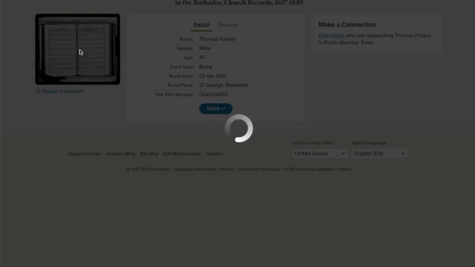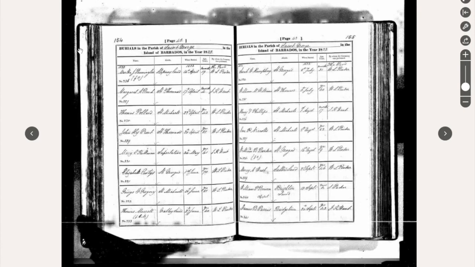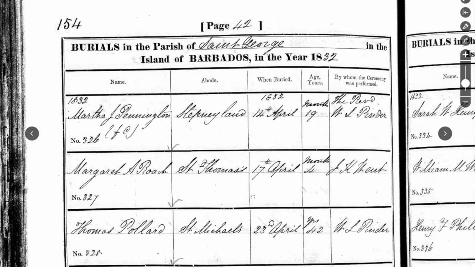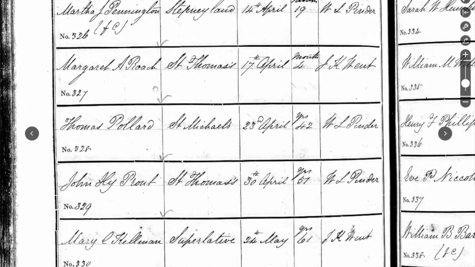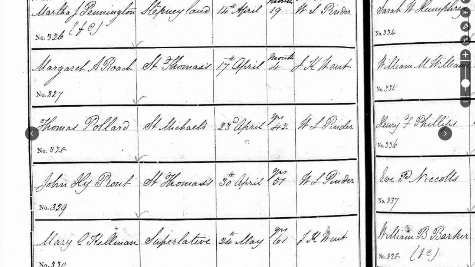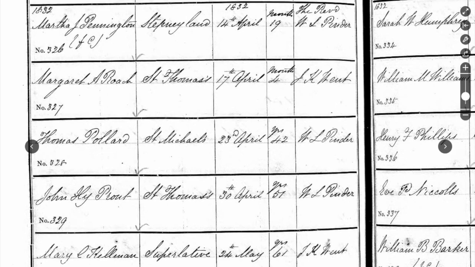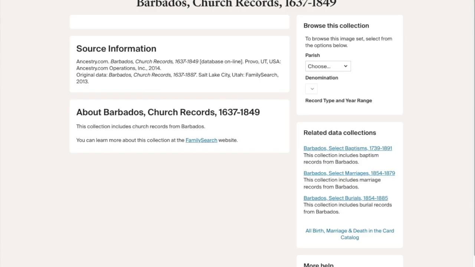If we go and look, we see here he is. It says St. George because that must have been where he normally lived, but he was actually buried at St. Michael's, so in Bridgetown. St. Michael's is the parish in Bridgetown. On the 23rd of April, he was 42 years old. This is the person who performed the burial ceremony. Notice it's somebody different from who normally does it if you're, say, in St. Thomas. We could go back to those church records database and we could search for other people.